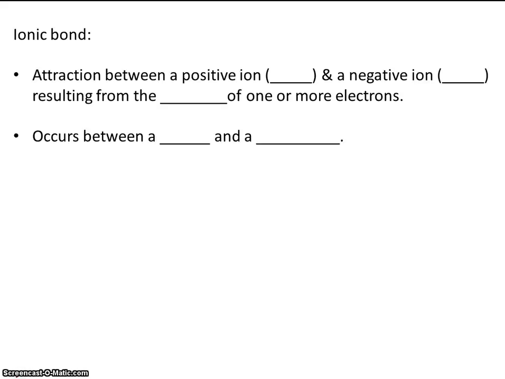So as a review, an ionic bond is an attraction between a positive ion, that's called a cation, and a negative ion, which is called an anion. So it's an attraction between a cation and an anion that results from the transfer of one or more electrons. And you remember that an ionic bond occurs between a metal and a nonmetal. Now I know I've kind of reviewed this quickly, but it's important for you to know these terms. These terms will come up the entire year.